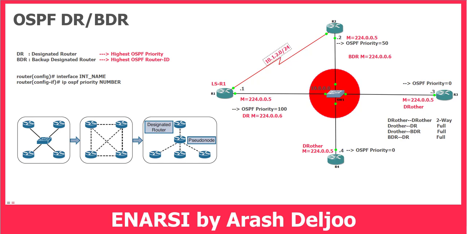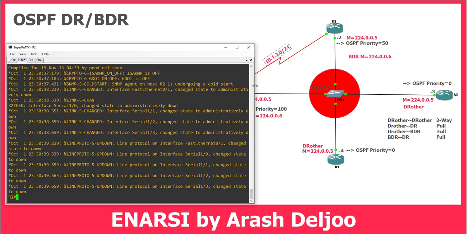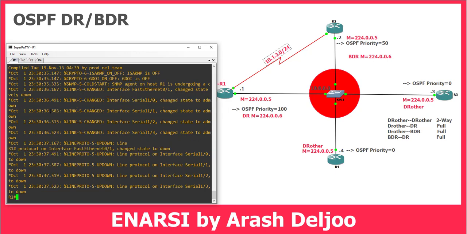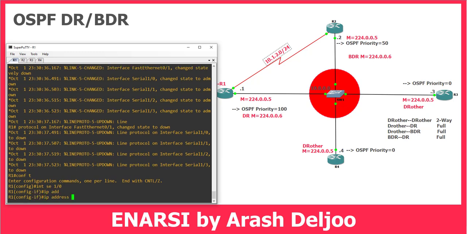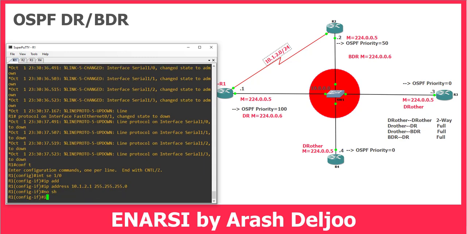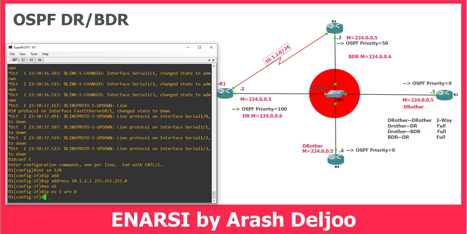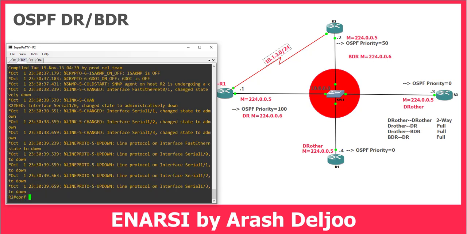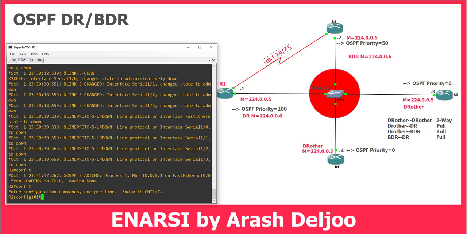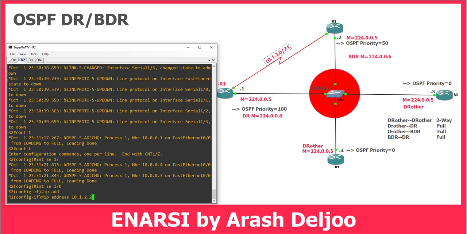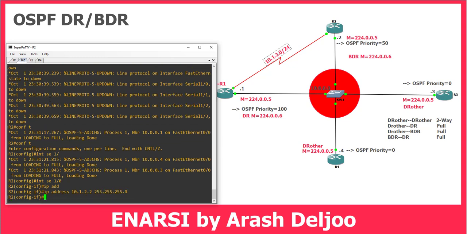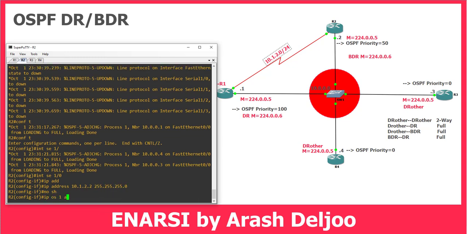Okay, this is our CLI. Let me configure these two routers, starting from router 1. R1, conf t, then interface serial 1/0. The IP address of this interface is 10.1.20.1, then 255.255.255.0, no shutdown, ip ospf 1 area 0. And after that, on router 2, conf t, interface serial 1/0. The IP address is 10.1.20.2, 255.255.255.0, no shutdown, ip ospf 1 area 0.